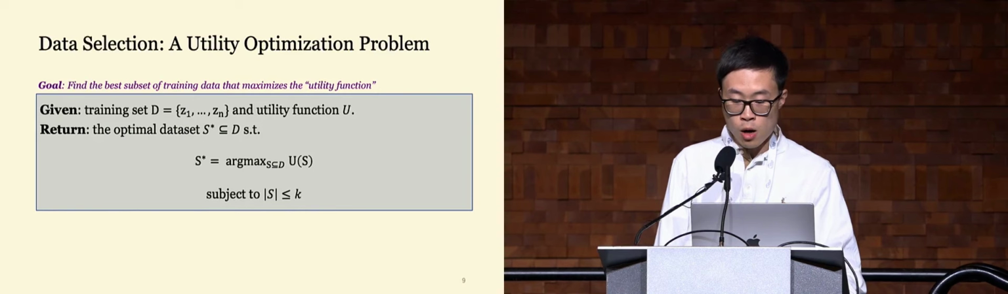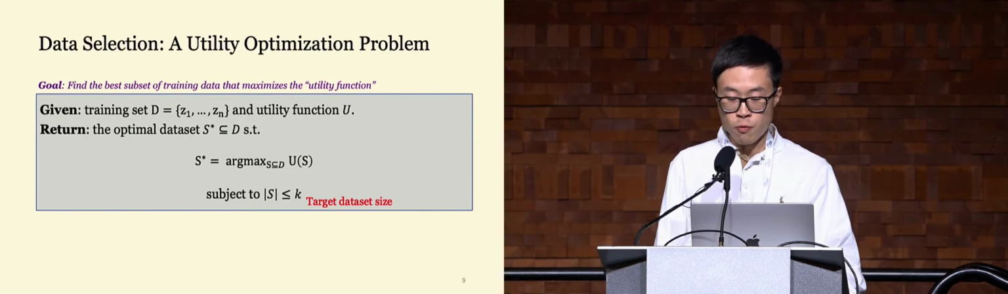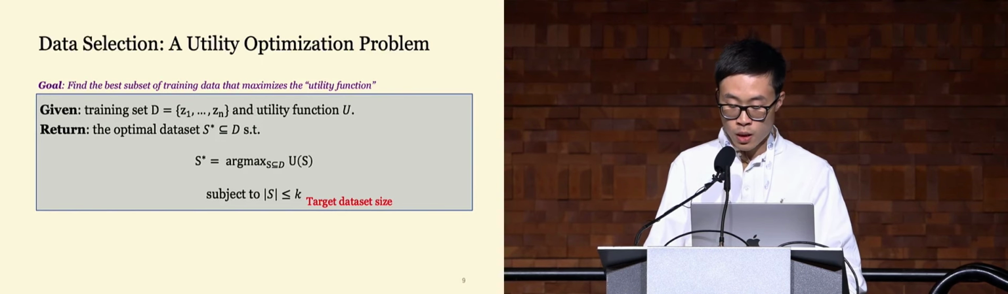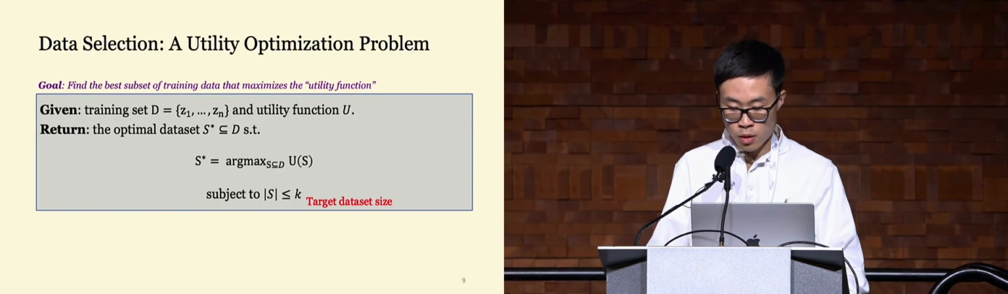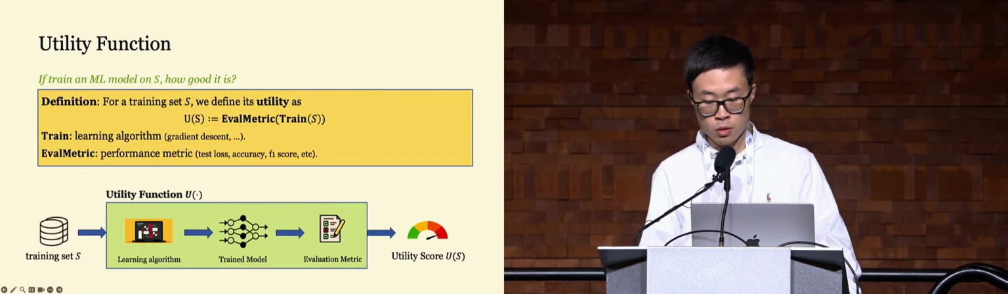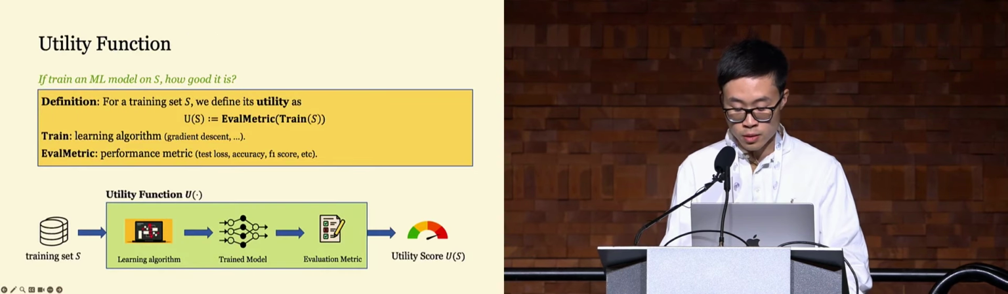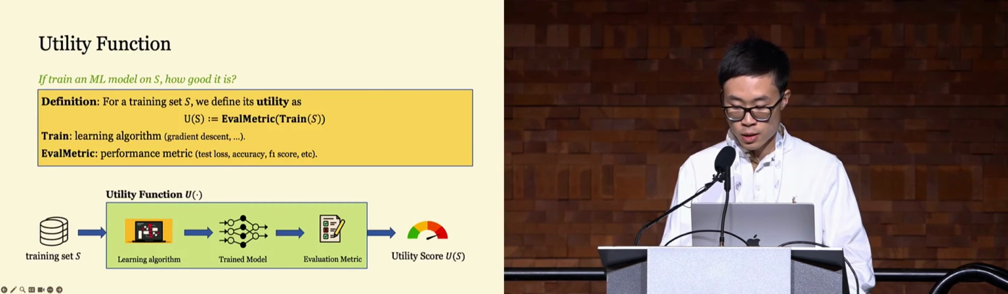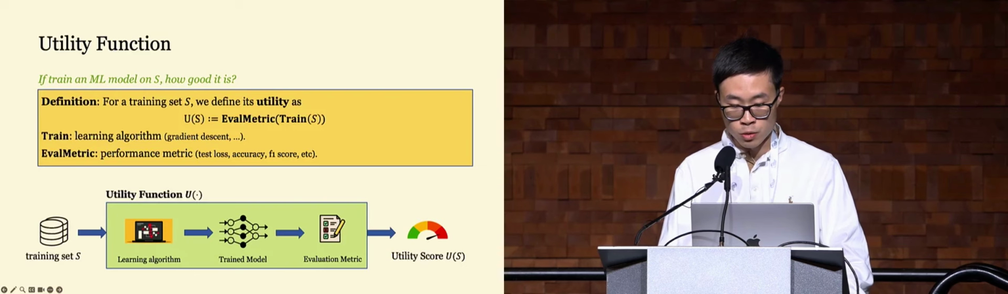So let's formalize our data selection problem first. In its most basic form, what we are trying to do is find the best subset of our training data that will give us optimal model performance. We start with a training set, and we have some way to measure how good it is. That's our utility function, which we'll formally define in the next slide. Our goal is to find the optimal subset that gives us the highest utility value.